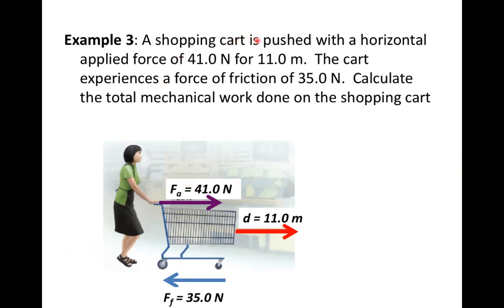So we've got a shopping cart pushed with 41 newtons by the shopper, and the displacement is 11 meters to the right in the same direction as that force. The cart experiences a force of friction of 35 newtons to the left. Calculate the total mechanical work done on the shopping cart.